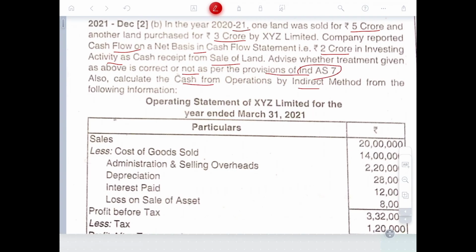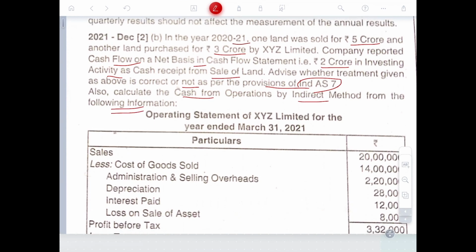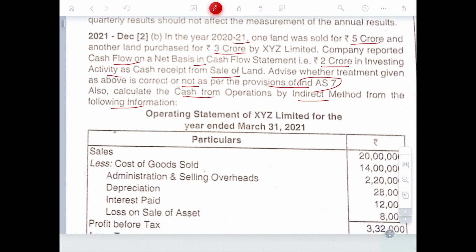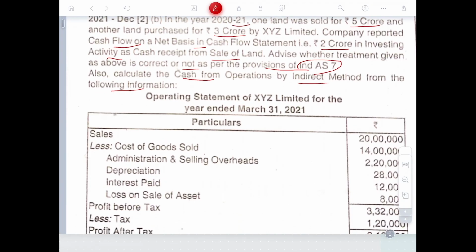Calculate the cash from operations by the indirect method from the following information. So there are three types of cash flow: through investing, through financing, through operations. In investing, cash outflow is 5 crores, cash outflow is 3 crores, cash inflow is 3 crores. Net effect is 2 crores.